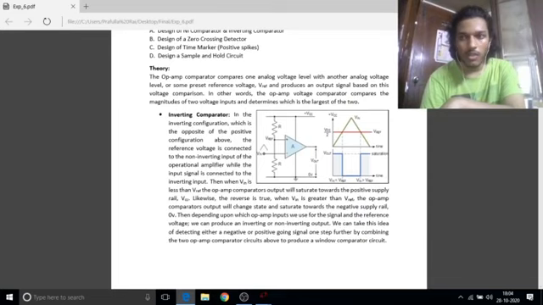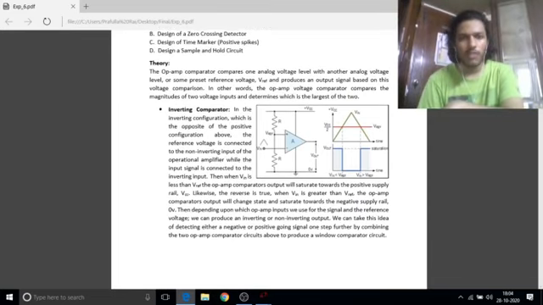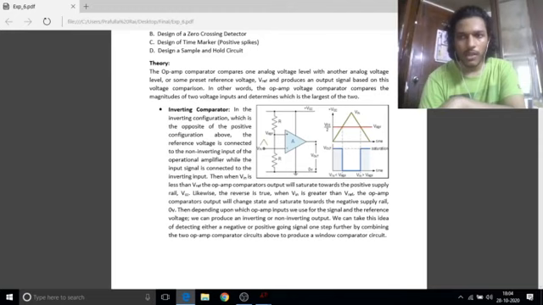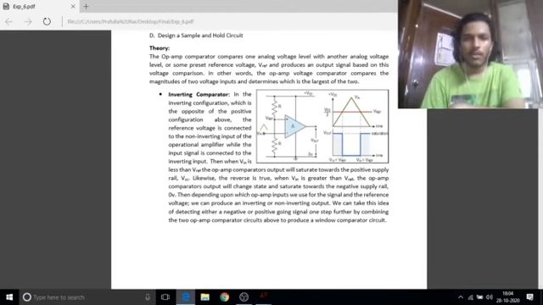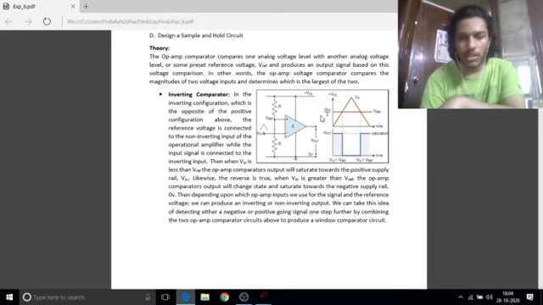We start with the inverting and non-inverting comparators. As we know, a comparator is a circuit which takes two analog inputs and gives one digital output. It compares the values of the two inputs and gives the output accordingly. First, we see an inverting comparator. In an inverting comparator, the input voltage is given to the inverting terminal while the non-inverting terminal is given a reference voltage with respect to which we compare the input voltage.